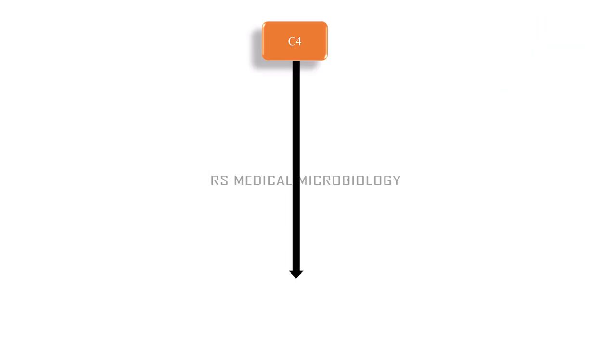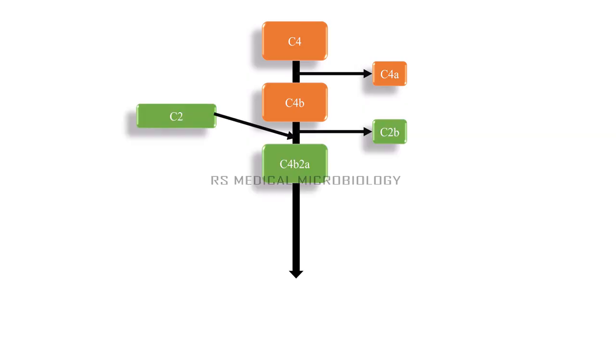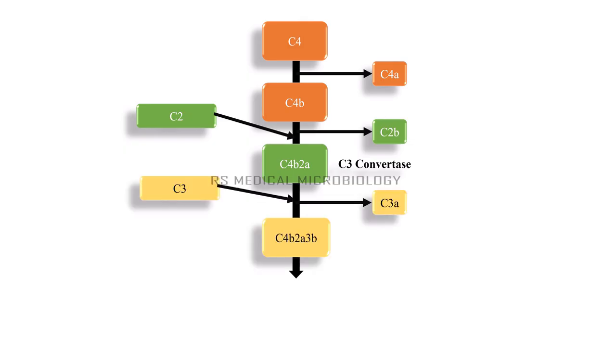So what happens? The complex will first go and activate C4. So C4A will split off as an anaphylatoxin. The bigger fragment is C4B. Now this again activates the C2 complement, where the C2B goes off as an anaphylatoxin. So you have C4B2A, which is a C3 convertase in this pathway. Then C3 is converted, so C3A goes out as an anaphylatoxin, and the remaining fragment is your C5 convertase.